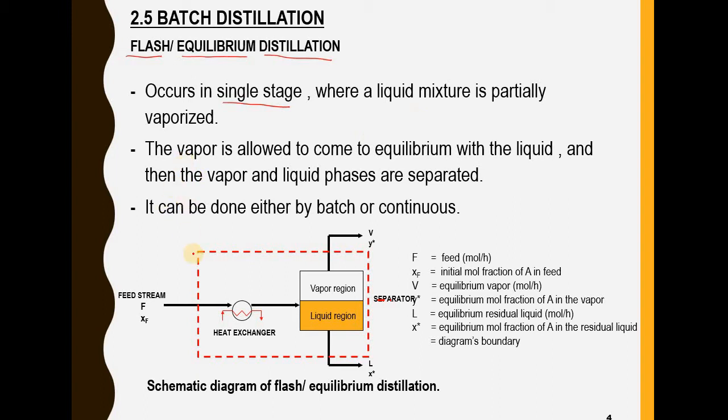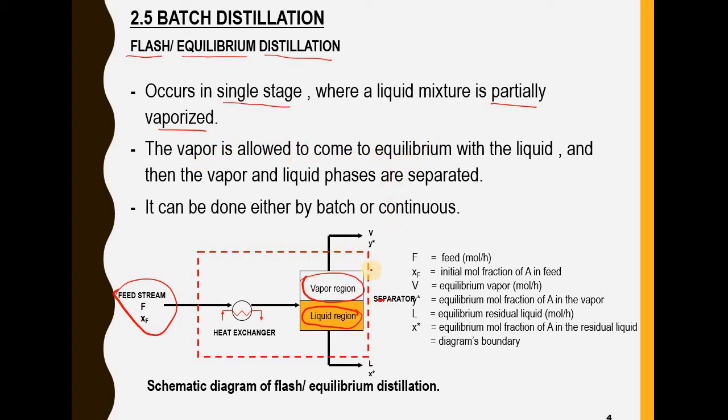For example, here I have a feed stream. It will be heated, and when it has been heated, the liquid mixture from the feed is partially vaporized. You can see here the feed will be partially vaporized and partially remain a liquid. The vapor is then allowed to come to equilibrium.